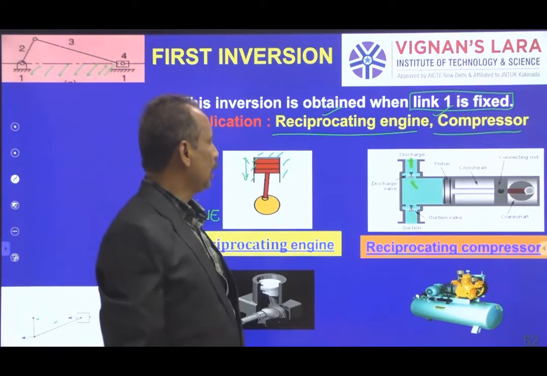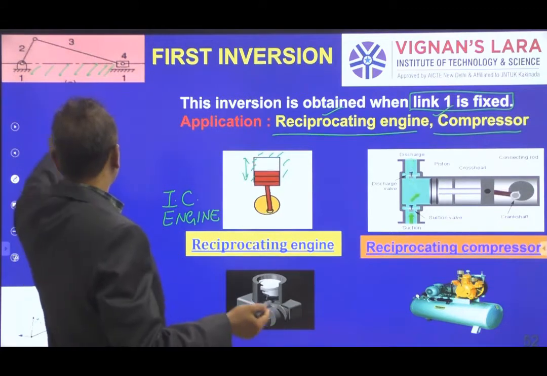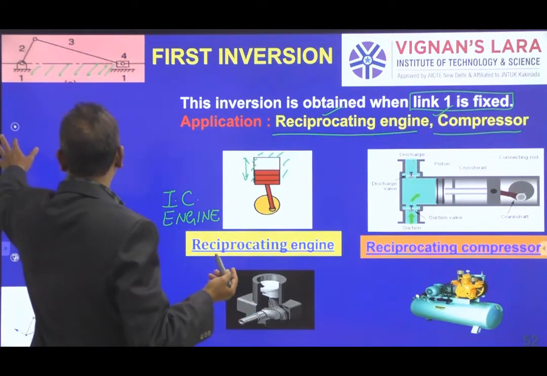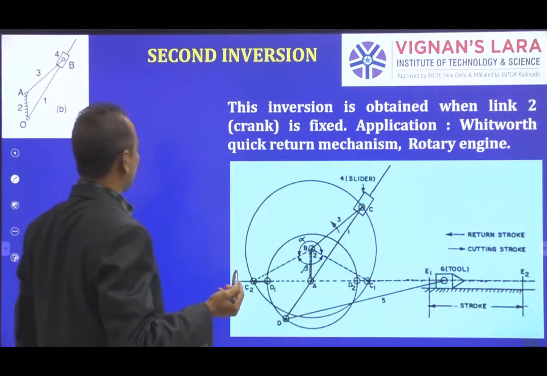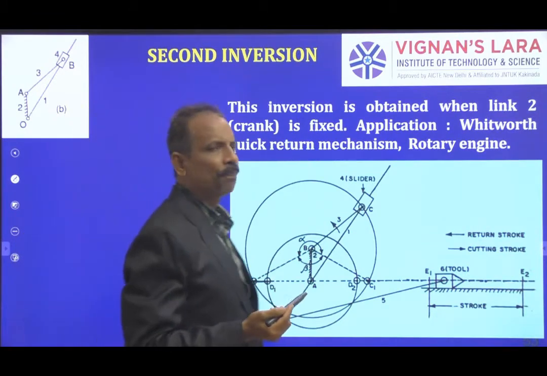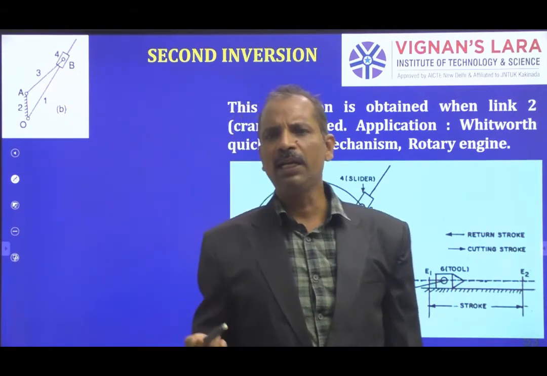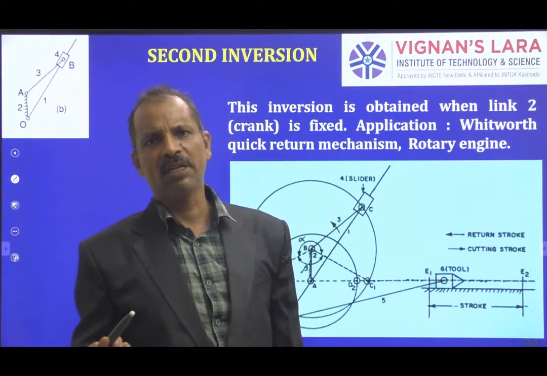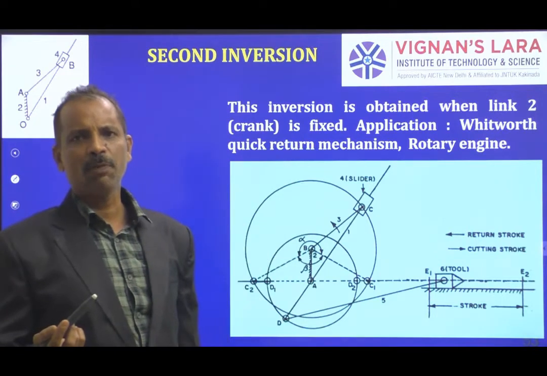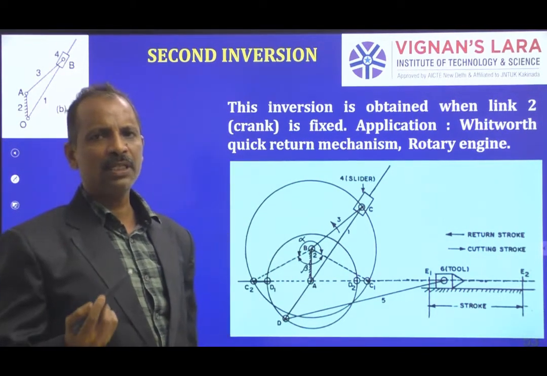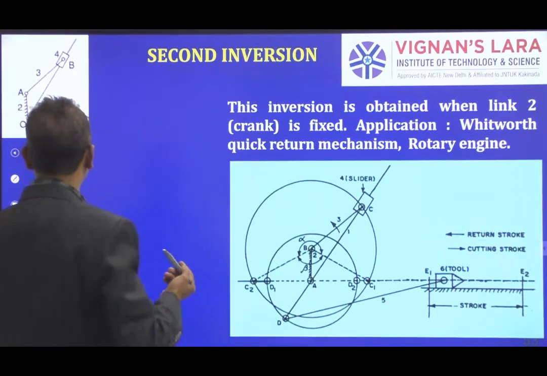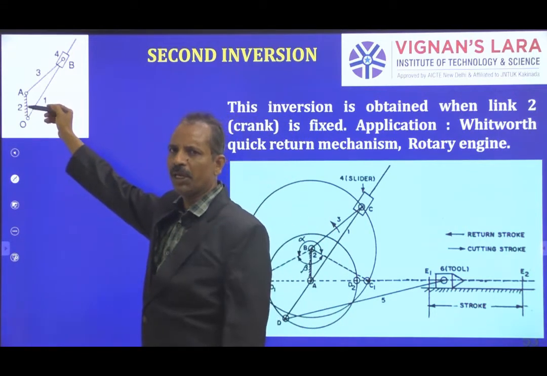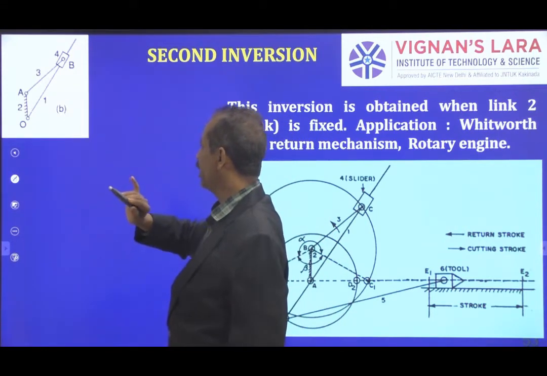Now I will change the fixation of the link. Instead of 1, I will move to the second link. Then what mechanism do we get, let us see. As we have already discussed, fixation of various links will give different inversions of the mechanism. Now instead of fixing link 1 in that basic mechanism, I have fixed link 2 and just changed the orientation. The mechanism is not changed.